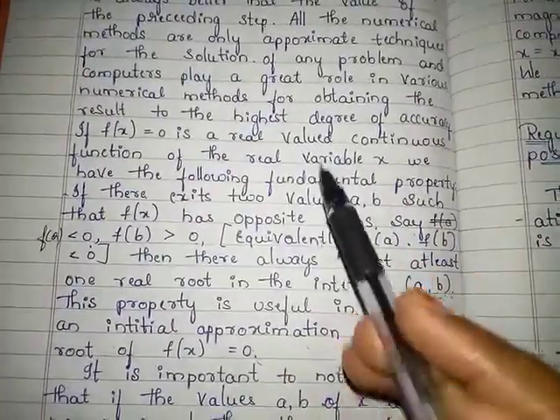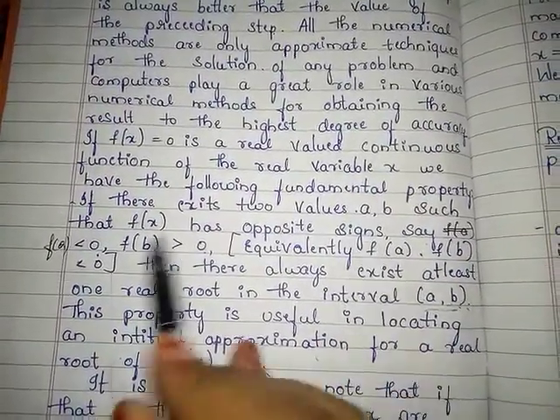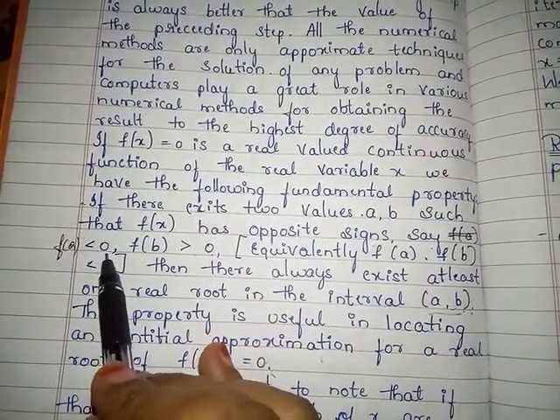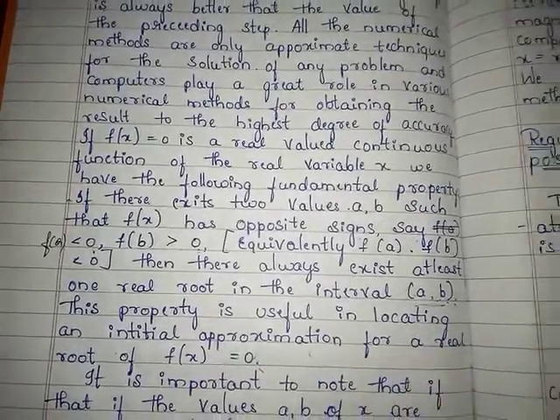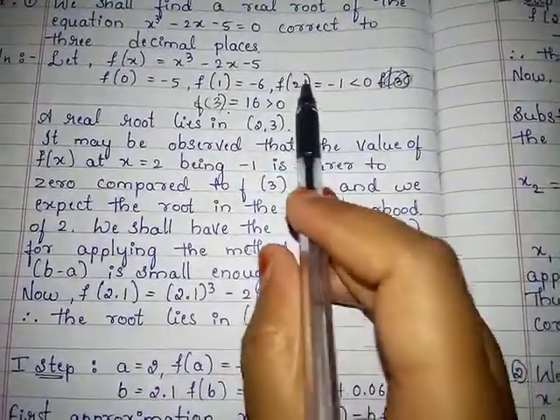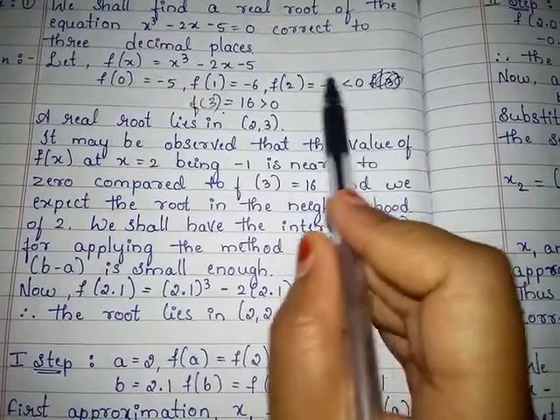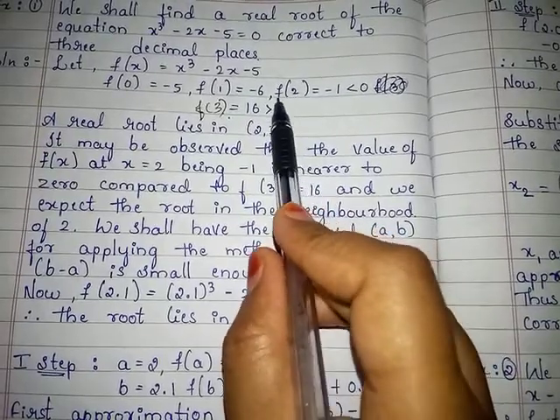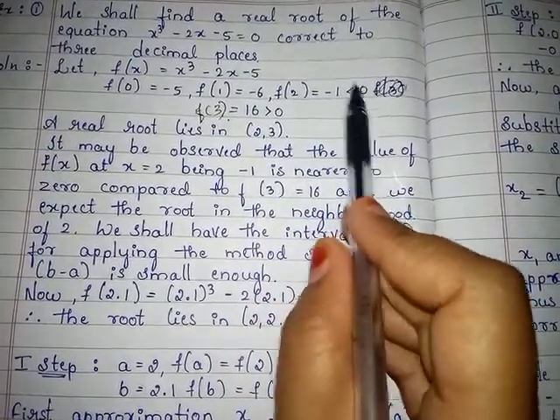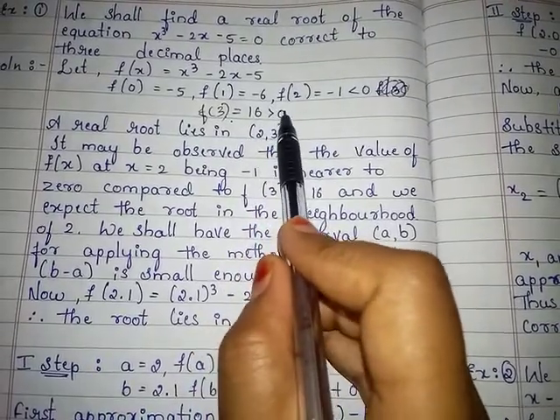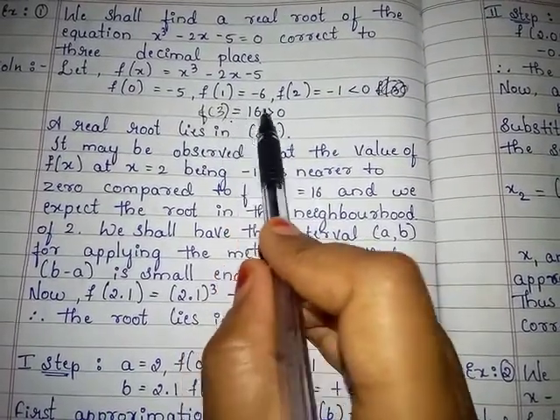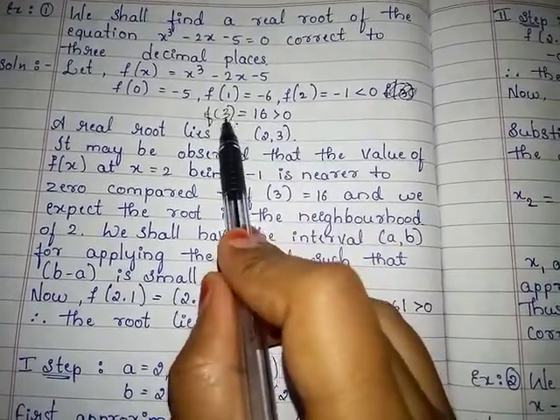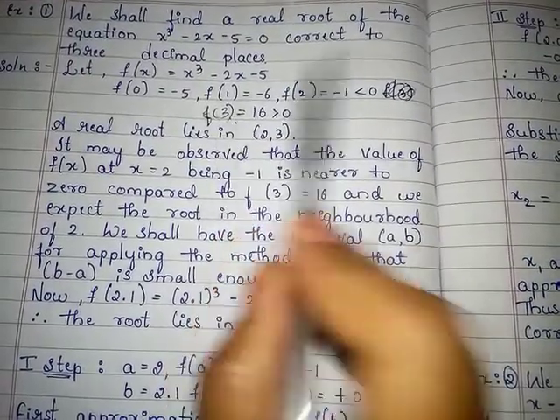Once again see the fundamental theorem, opposite signs: f of a is less than 0, f of b is greater than 0. The f of a value should be less than 0 and the f of b value should be greater than 0. f of a is equal to minus 1, which is less than 0. Consider the value of a is 2. f of 2 is equal to minus 1, which is less than 0. f of 3 is equal to 16, which is greater than 0, which means this is the value of f of b. It means the value of b is 3. A value is equal to 2. B value is equal to 3.